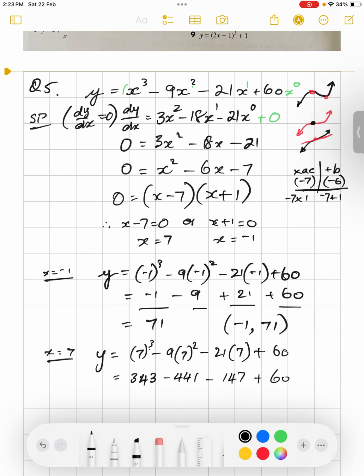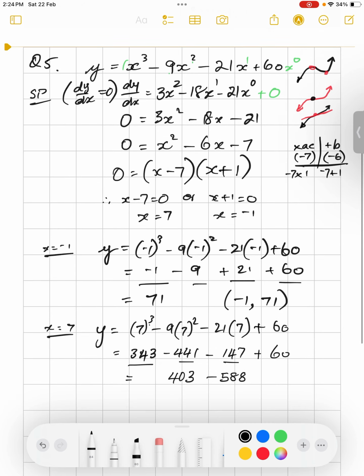And 147 plus 60. So we've got 588 negatives. And we've got 403 positives. So we've got 8 minus 3 is 5, 8 minus 0 is 8, 5 take away 4 is 1, and it's a negative. So we have a turning point at 7, negative 185.